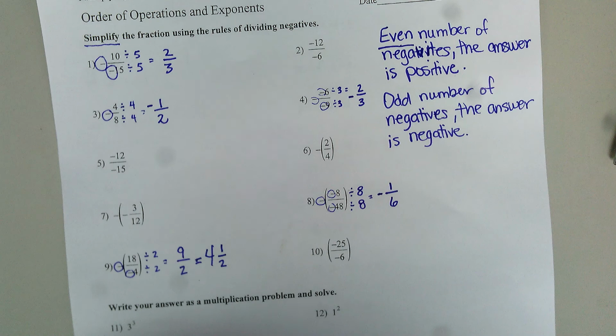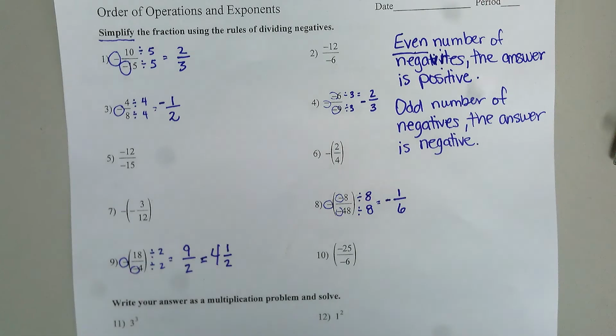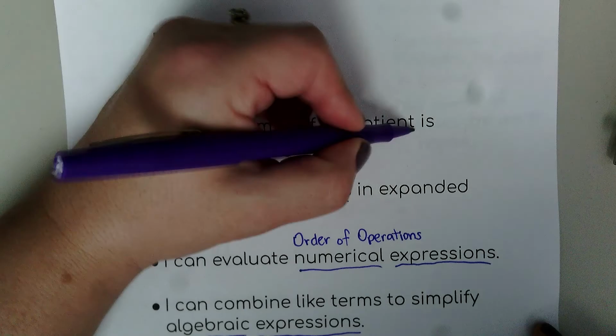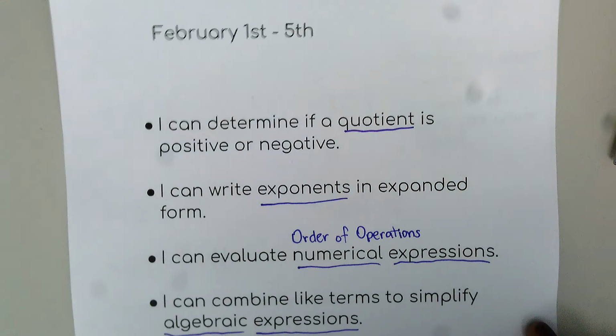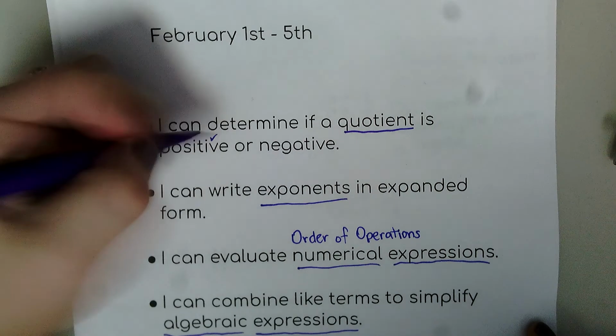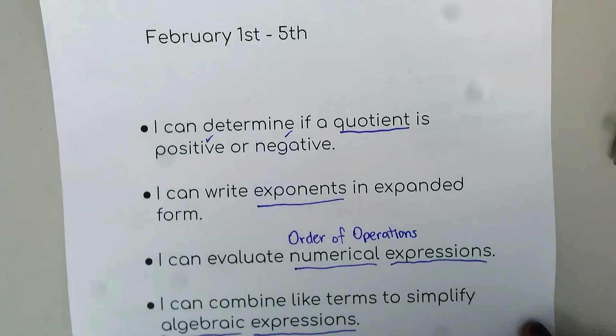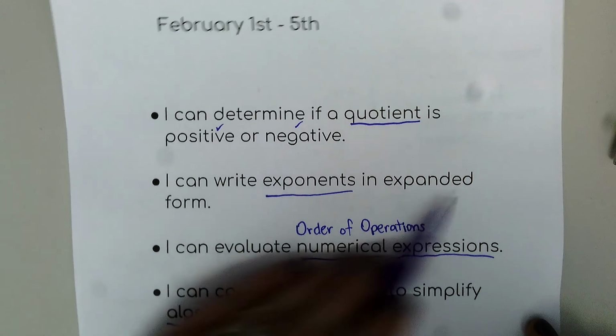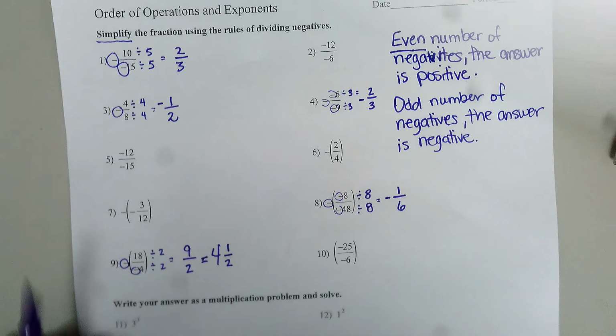Now we're going to move to the next section. So we have covered, I can determine if a quotient, and a quotient is just the answer to a division question, is positive or negative. We've done that. If you have 1, 3, 5, 7, or 9 negatives, your answer is negative. If you have 0, 2, 4, 6, 8, 10, whatever negatives, your answer is positive. Now let's look at number 2. I can write exponents in expanded form.